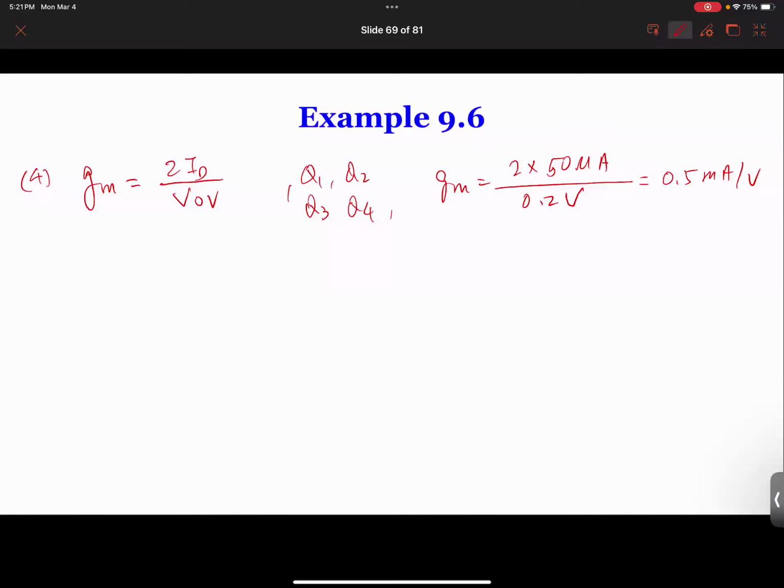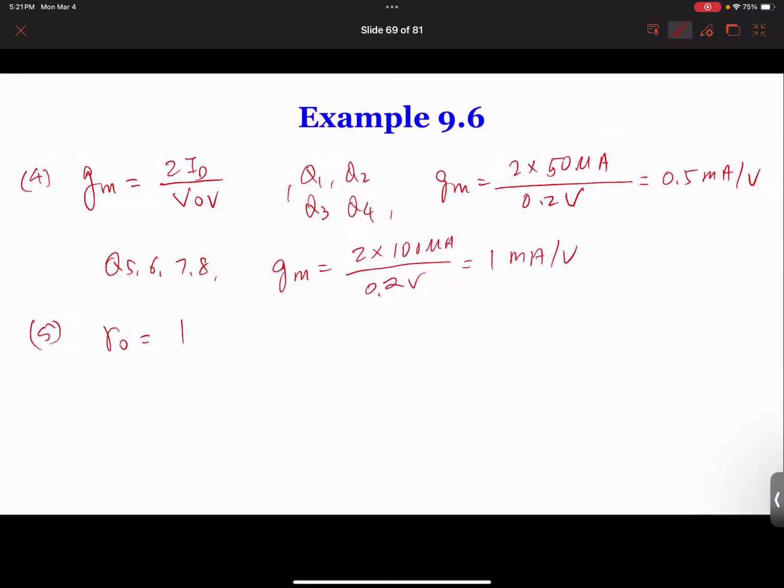And then for Q5, 6, 7, and 8, gm will be 2 times 100 microamps divided by 0.2 volts. So that will give you 1 milliamp per volt. So we got the gm now. This is not the circuit gain, but it's the MOSFET intrinsic gain.